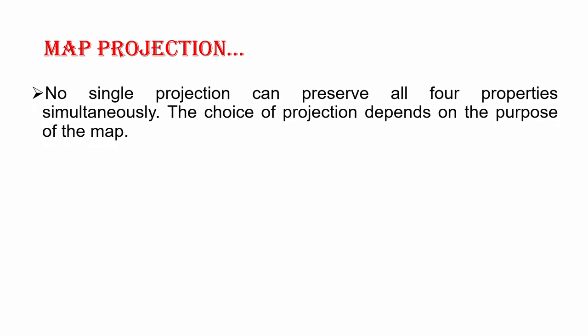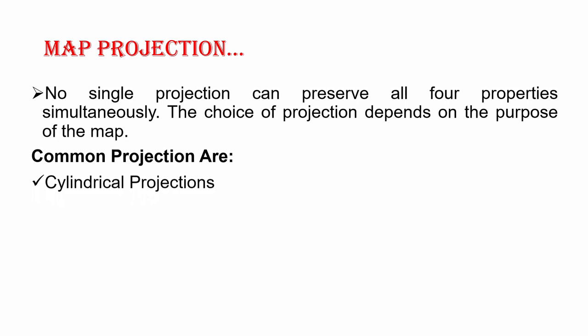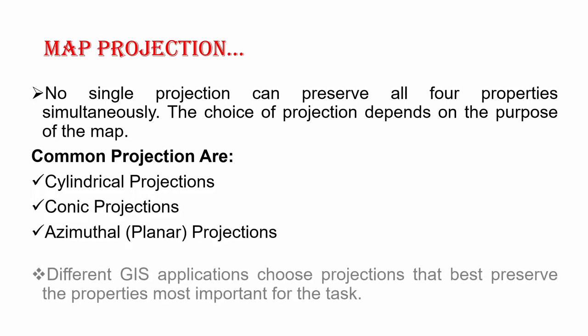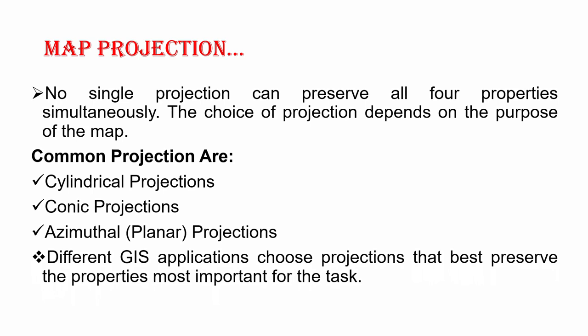The choice of projection depends upon the purpose of the map. Common projections are cylindrical projections, conic projections, azimuthal projections. Different GIS applications choose projections that best preserve the properties most important for the task.